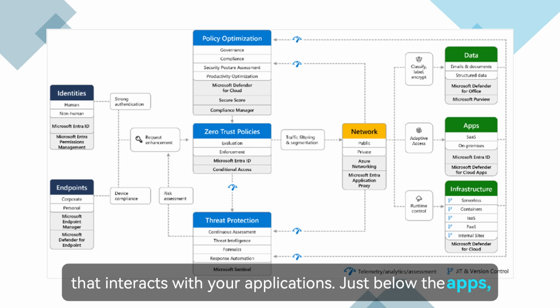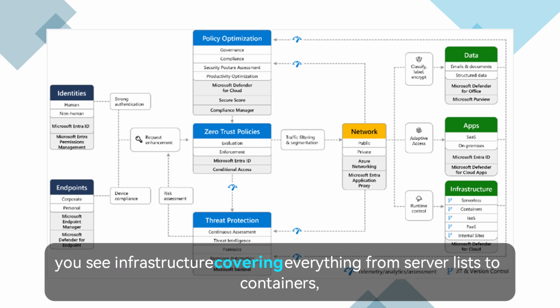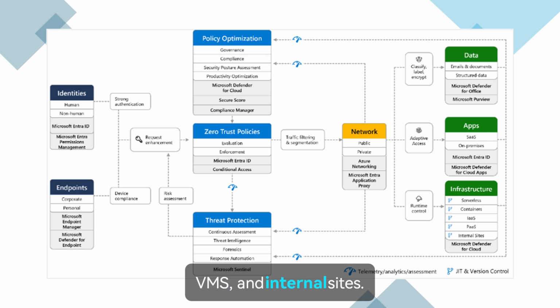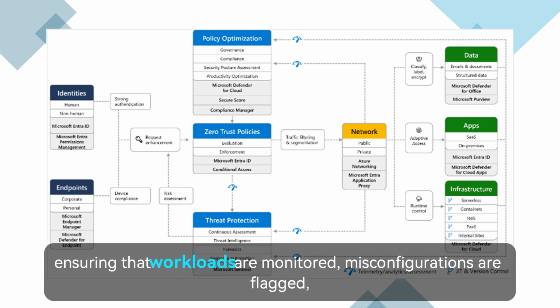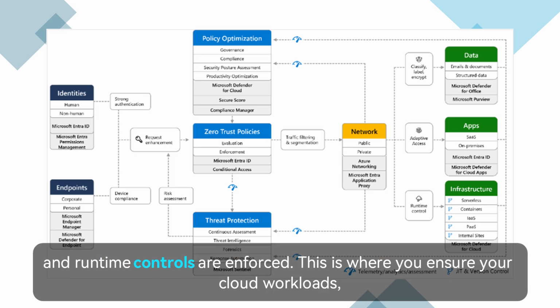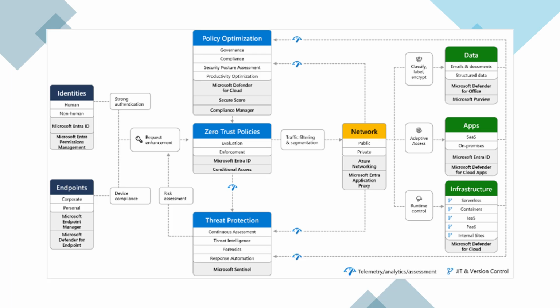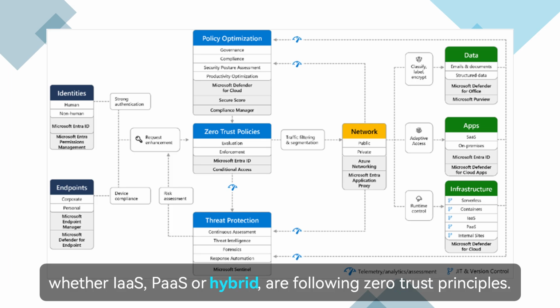Just below the apps, you see infrastructure, covering everything from serverless to containers, VMs, and internal sites. You secure all of this with Microsoft Defender for Cloud, ensuring that workloads are monitored, misconfigurations are flagged, and runtime controls are enforced. This is where you ensure your cloud workloads, whether IaaS, PaaS, or hybrid, are following zero trust principles.